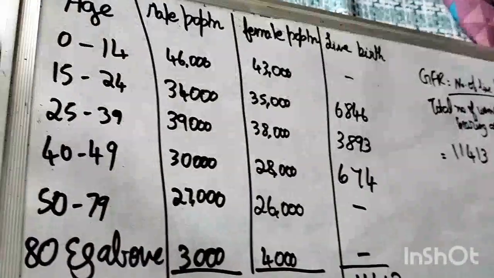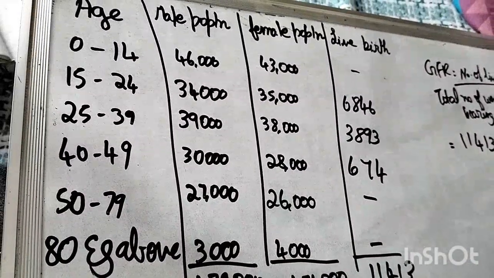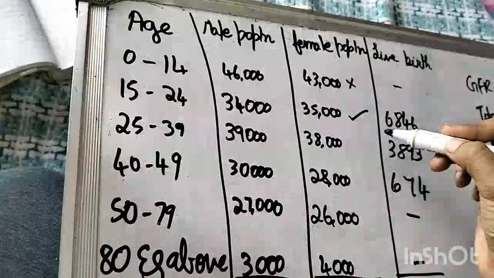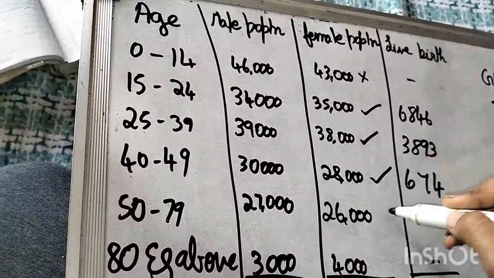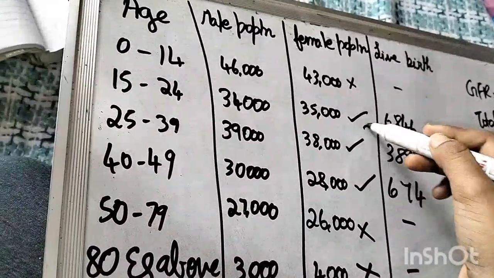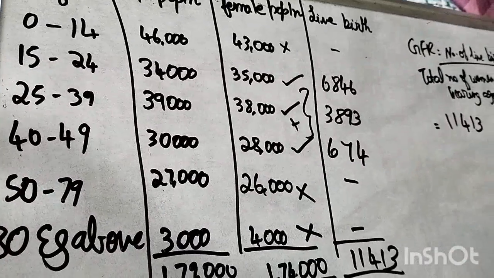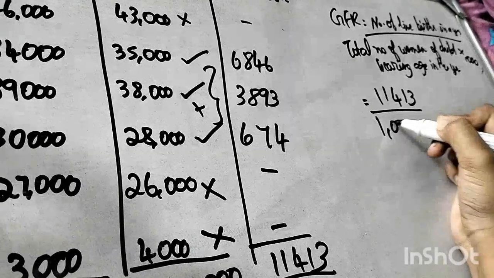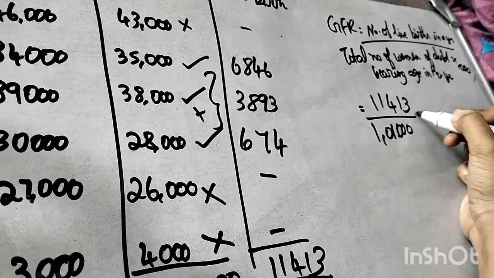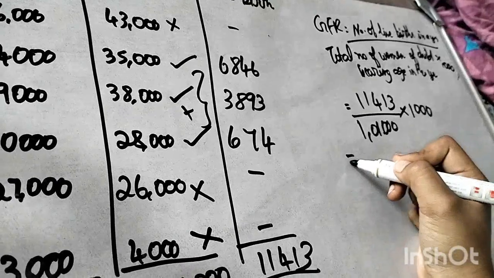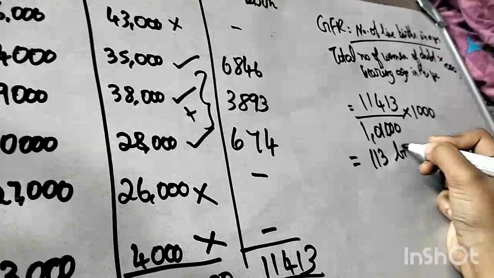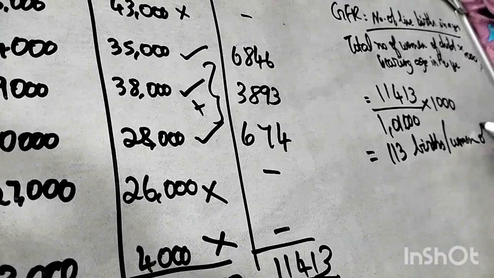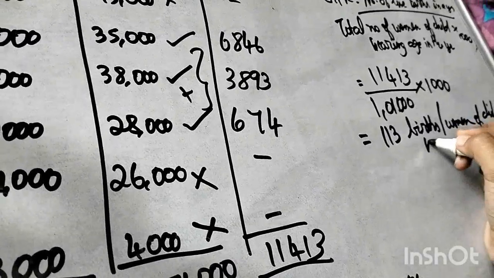You need to always remember, for GFR you always consider the childbearing age. So that's from 15 to 49. So you don't consider this. You only consider 15 to 24, 25 to 39 and 40 to 49. You ignore these two. So if you add these three, you get 1,01,000, into 1,000. So that's going to be 113 births per woman of childbearing age.